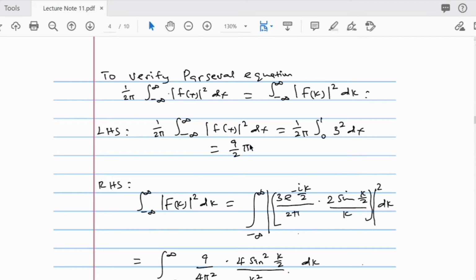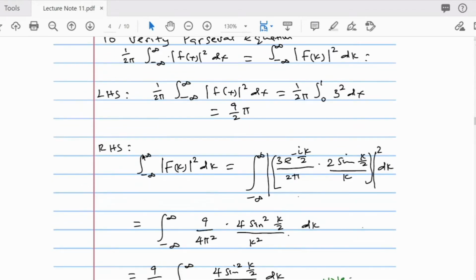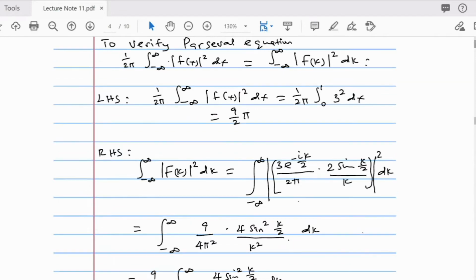Now let's look at the right-hand side. This is the left-hand side, 9 over 2 pi. Let's look at the right-hand side. So the right-hand side is the integral from 0 to infinity of the absolute value of capital F of k raised to the power 2 dk. So we computed our F of k earlier, which is the Fourier transform of f of x.